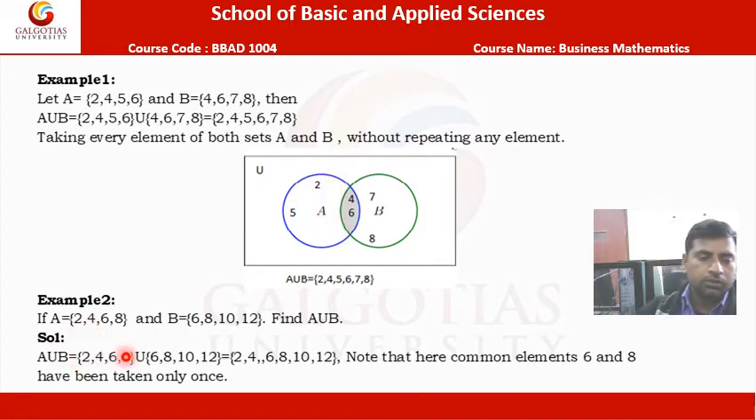This is example 2. Set A contains the elements 2, 4, 6, 7 and set B contains the elements 6, 8, 10, 12. Then we have to find A ∪ B. A ∪ B contains all the elements of set A and all the elements of set B, but the repeated elements will be taken only once. So the repeated element is taken only once, and A ∪ B will contain the elements 2, 4, 6, 7, 8, 10 and 12.